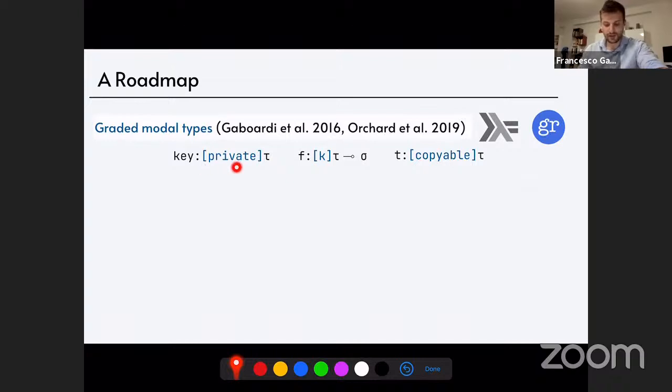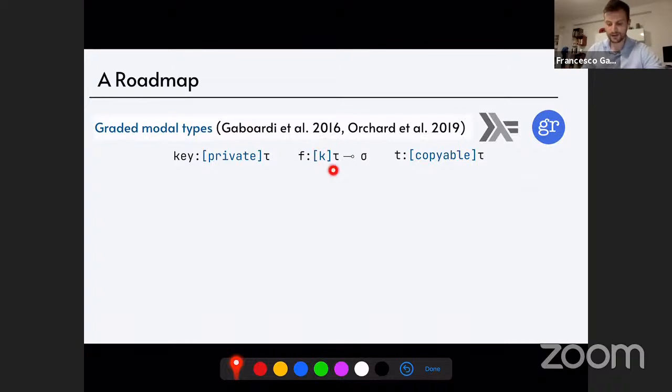So for instance, we may say that now the piece of code is private, so it can only be used in a way that somehow preserves this feature of the code. We may say that a function now has sensitivity k. Well, that's the intended meaning, of course. That a function has sensitivity k means that once we pass an input to this function, we cannot use that input, let's say, more than k times, essentially.